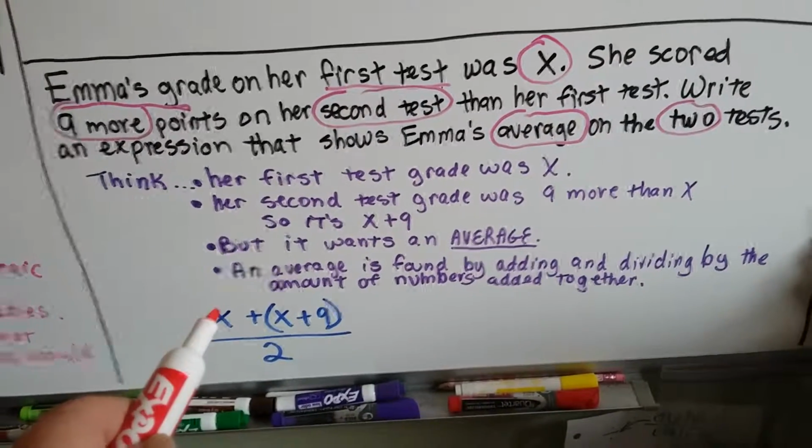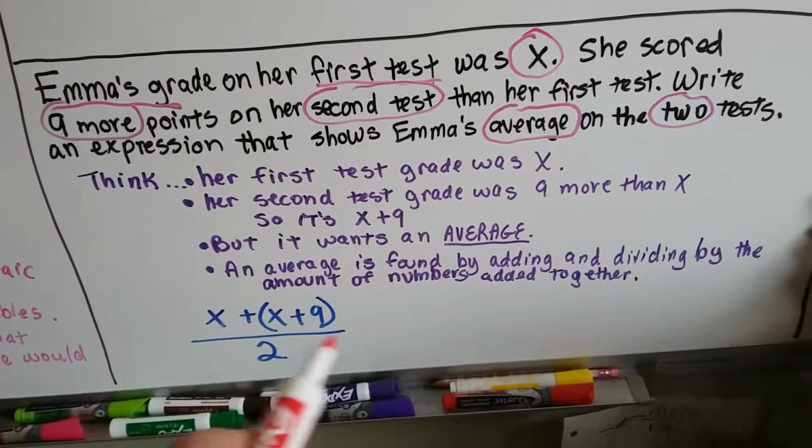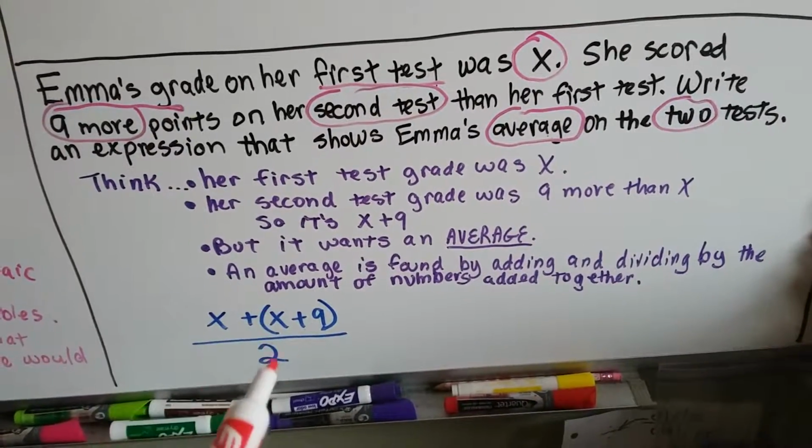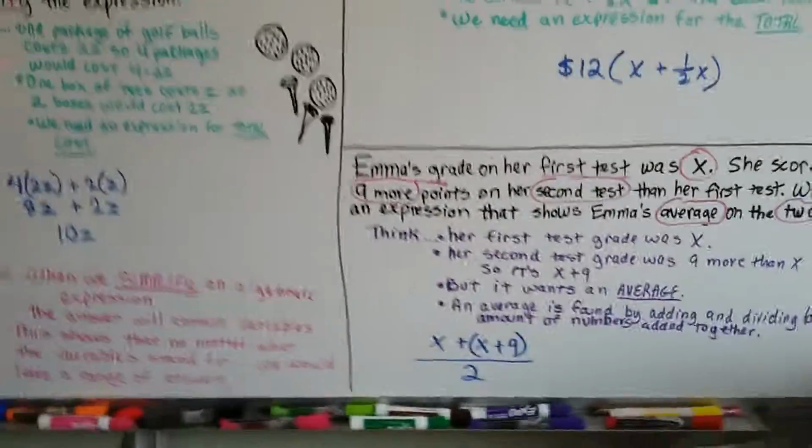So here's the first test, x. Here's x plus 9, the second test, and we write it as a fraction like this because that means division over 2. See? Does that make sense?